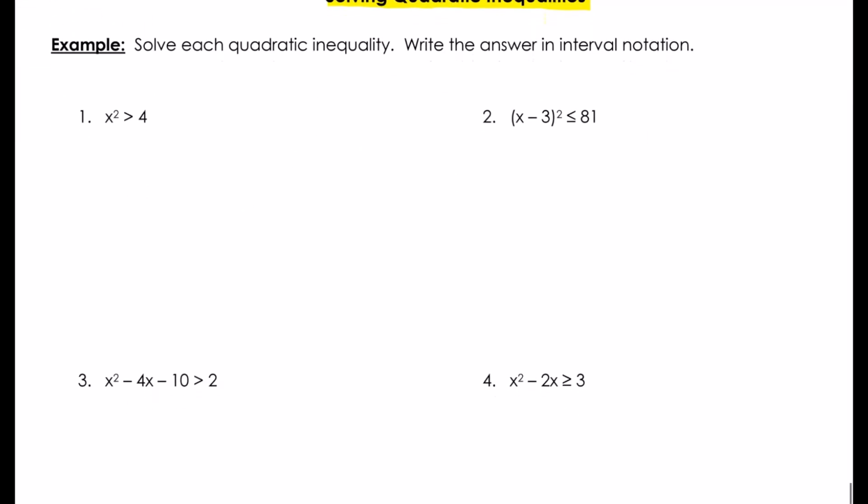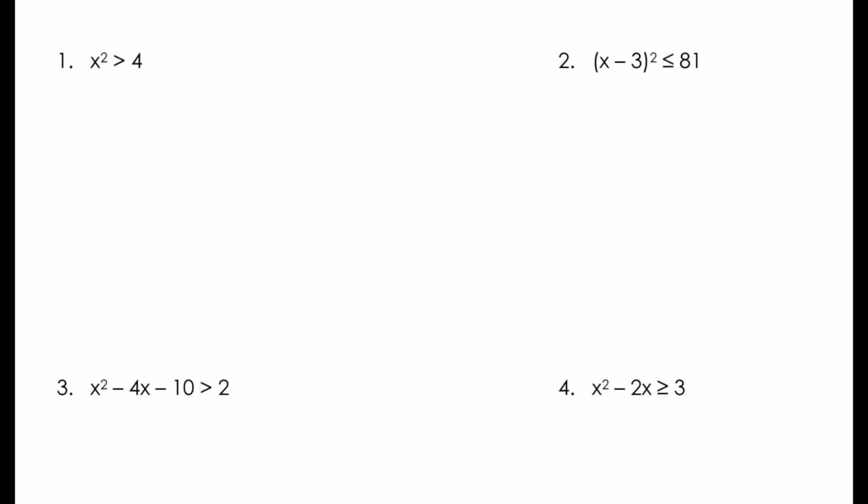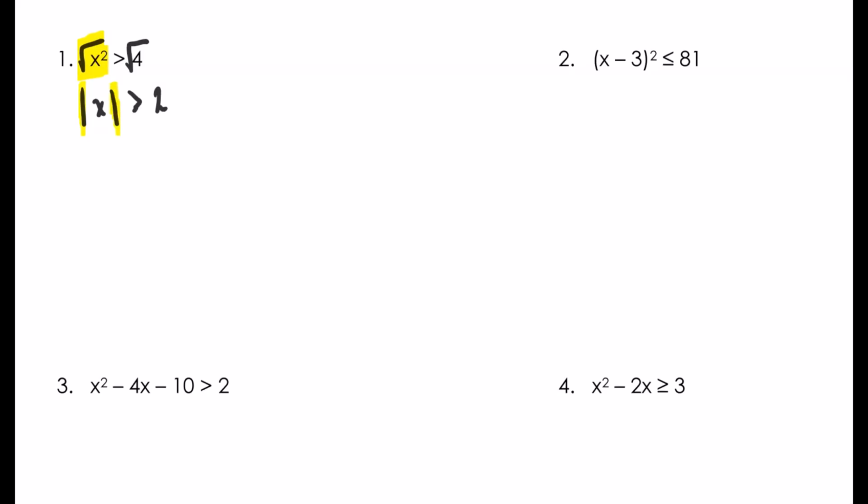Example 1, solve each quadratic inequality and then write the answer in interval notation. So I have x squared is greater than 4. Well, I'm going to square root both sides here. All right, so here's what's going to be new. So now I'm going to do the absolute value of x is greater than 2. So what happens is when I do the left-hand side of my inequality, I know that that's my pattern where I have to use the absolute value bars. And then notice on the right-hand side, I did not put down the plus or minus 2. All right. So now I've got the absolute value of x is greater than 2.